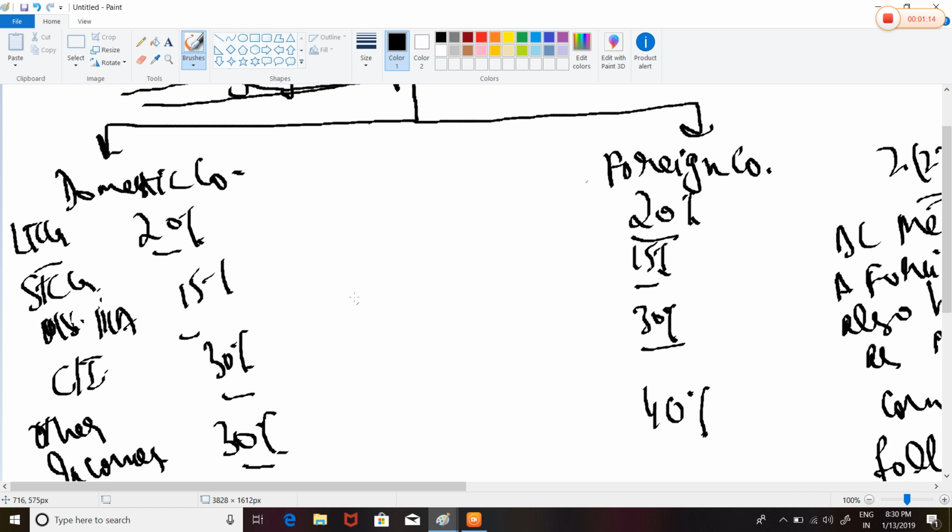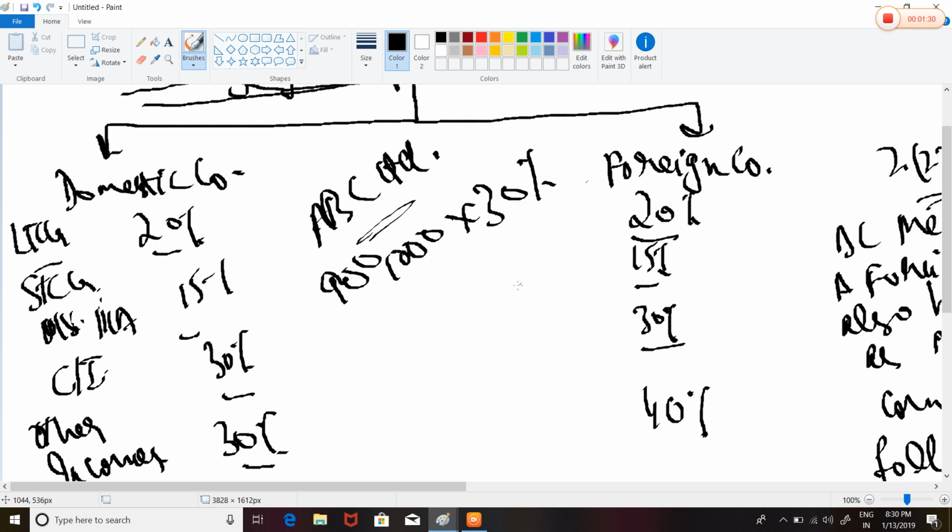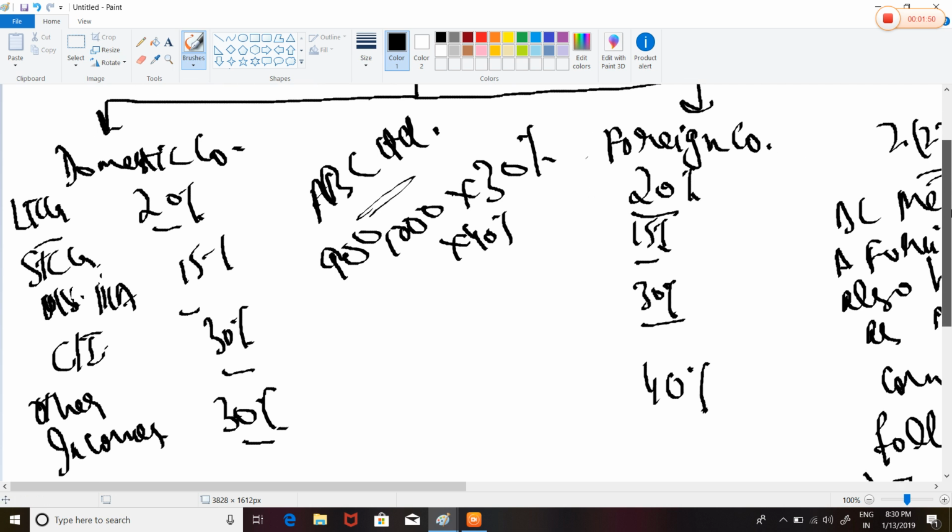If any domestic company, let's say ABC Limited, has an income of rupees, let's say, 9 lakhs, then tax on such income shall be 30%. But if such ABC Limited is a foreign company, then it will be taxed at 40%. Casual income should be taxed separately, and capital gains should be taxed separately. All are separated in these companies.